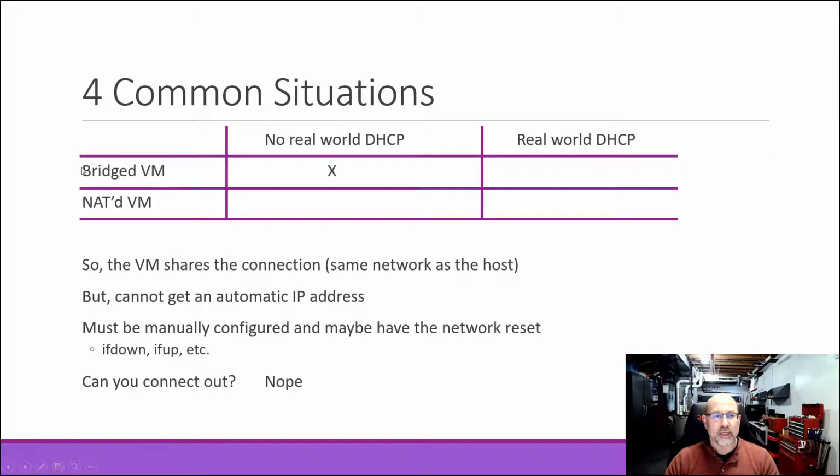The first one is that we've got a bridged VM and no real-world DHCP, meaning that out on the network that I'm connected to on the host, there's no DHCP server. And we can see my other possibilities of whether or not the VM is NATed or there's another real-world DHCP out there. Now, before I get too crazy, let's take a look at where those come from.